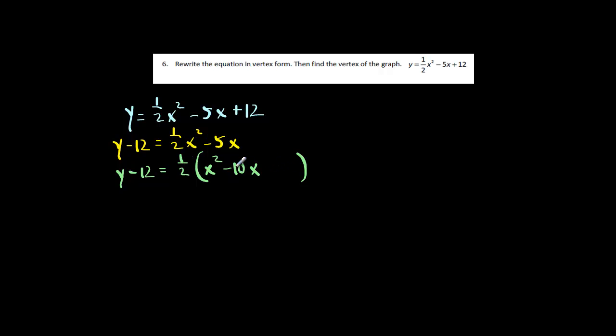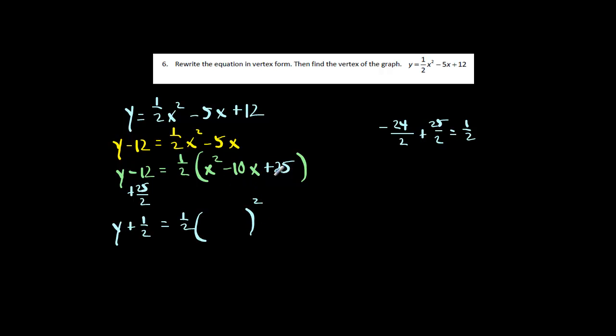So we complete the square here. Half of negative 10 is negative 5. Negative 5 squared is 25. But we're not really adding 25, we're adding a half of 25. So we want to add 25 halves over here. So if I make negative 12 halves, it's going to be negative 24 halves. And if I add that to 25 halves, I get 1/2. So y plus 1/2 equals 1/2 parentheses. This is now a perfect square trinomial, x minus 5.